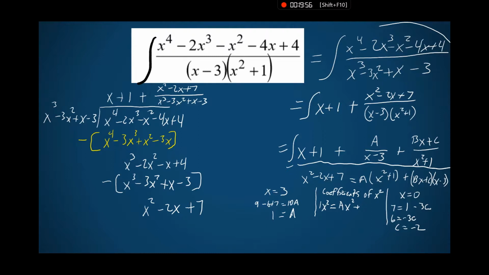When I factor this, I'm going to distribute this out. What's the only term that will have an x squared in it? Oh, it's Bx squared. Therefore, 1 equals A plus B, since I have to be able to combine these like terms, right? We know A is 1. Therefore, B is equal to what? 0.